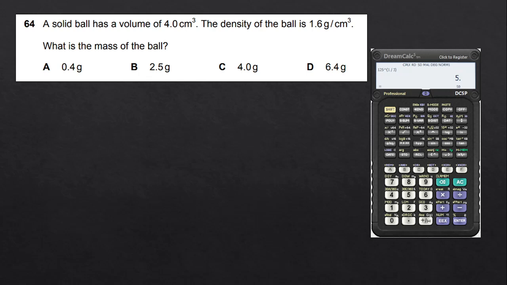Question 64. A solid ball has a volume of 4.0 cm cube. The density of the ball is 1.6 gram per cm cube. What is the mass of the ball? The question is pretty straightforward. We know the formula: density equals mass by volume. If I use mass as the subject, mass is density times volume. This will be 1.6 times 4.